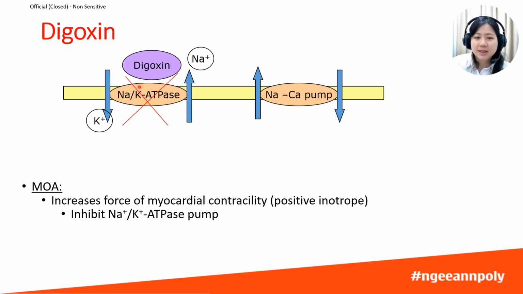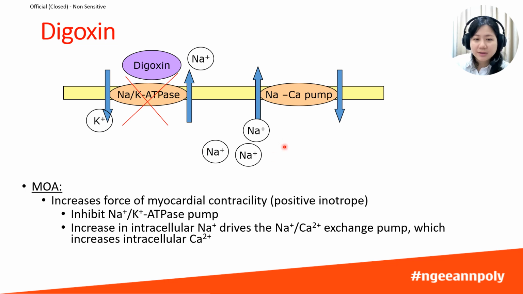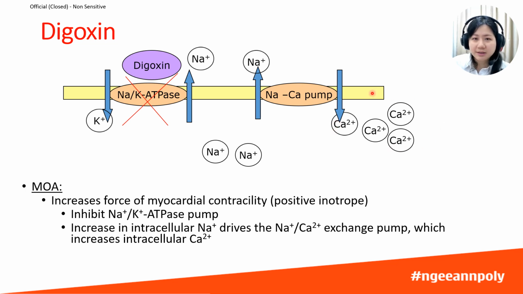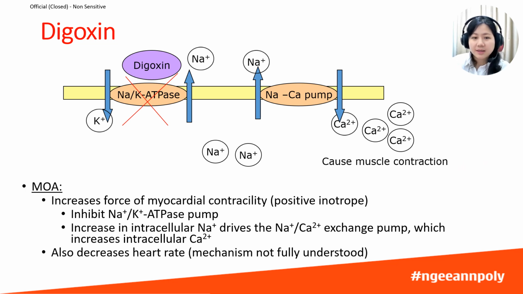Digoxin inhibits the sodium-potassium ATPase pump in cardiac muscle cells. This causes an increase in intracellular sodium, and this increase in intracellular sodium drives the sodium-calcium exchange pump. This in turn increases intracellular calcium. The increased calcium in the cell enhances the force of cardiac muscle contraction. Digoxin also decreases heart rate, but the mechanism of this is not fully understood.